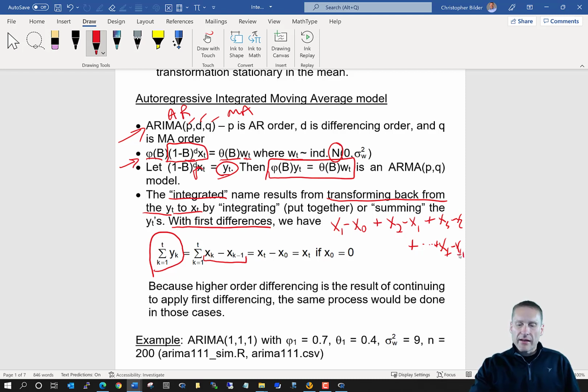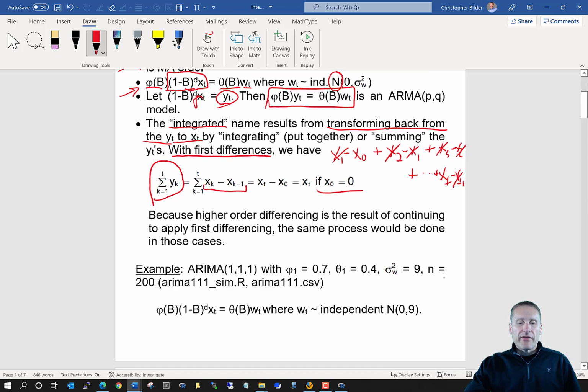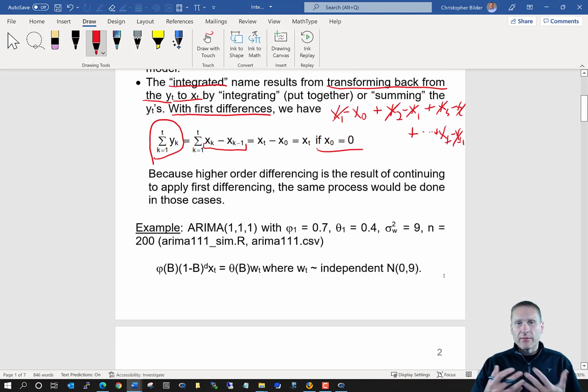What ends up happening is that things start to cancel out. And eventually you're just left with x of t minus x of 0. Of course, we don't have x of 0, so why don't we just call that 0? And there you go. That's how we get from the y's back to our original numerical scale that we were dealing with, the x of t's. Now, if you have a higher order of differencing, the same process holds, because remember, second differences corresponds to taking first differences of first differences.